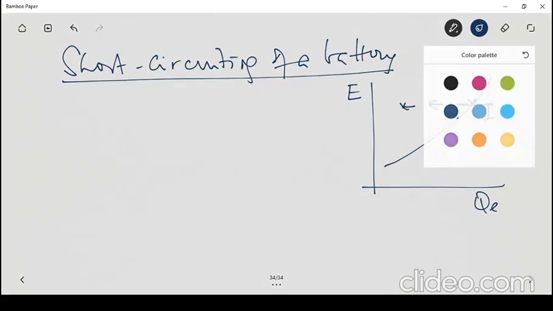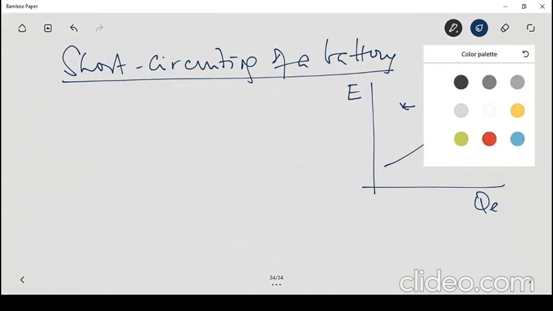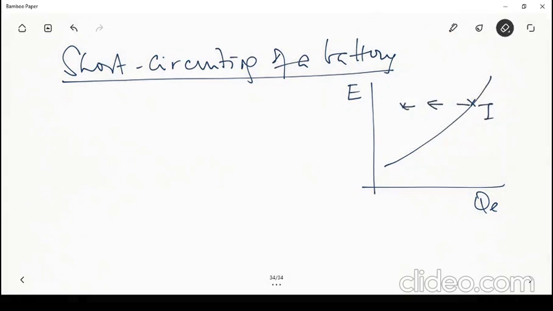Let me draw the irreversible path in a different color. Okay, so let me erase this and show the irreversible path in a different color. So it will be red. Okay, so this is the irreversible path from I to F.